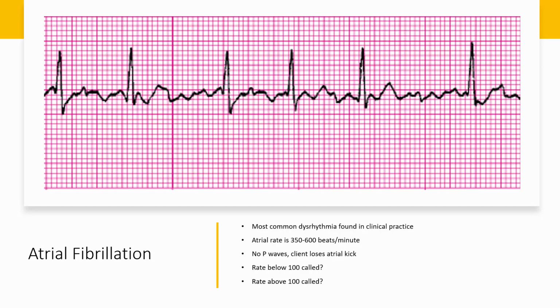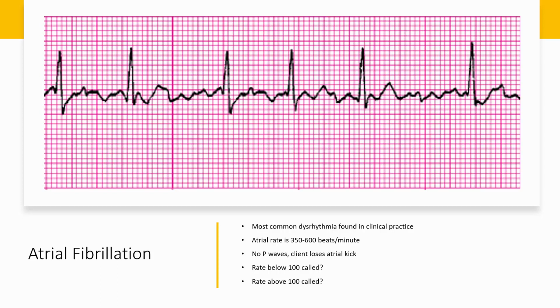The rate is going to vary with AFib, and so that's one thing that I can't tell you. It's always going to be between this number and that number, because that's just not accurate. It varies. The other thing you're going to look at is your rhythm. Your rhythm in AFib is very irregular.